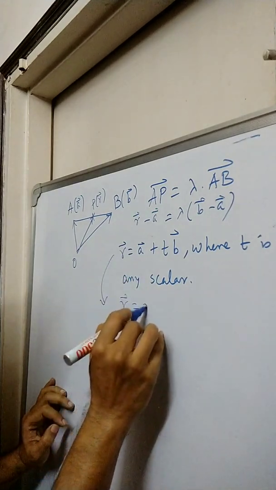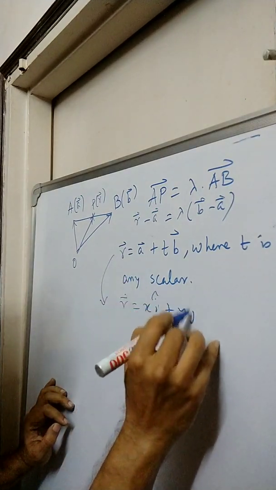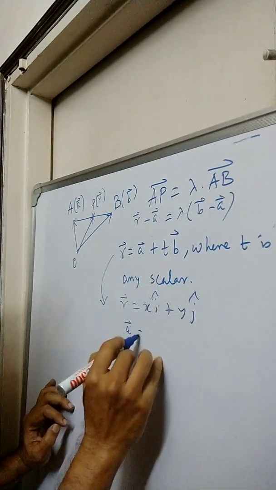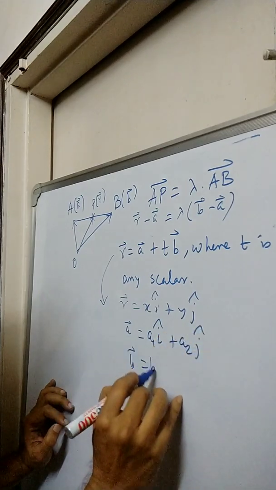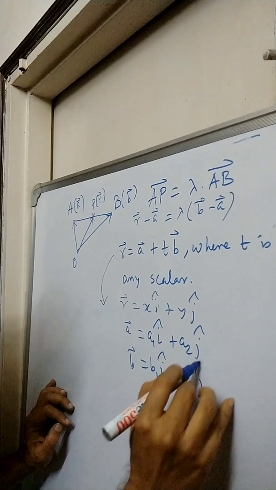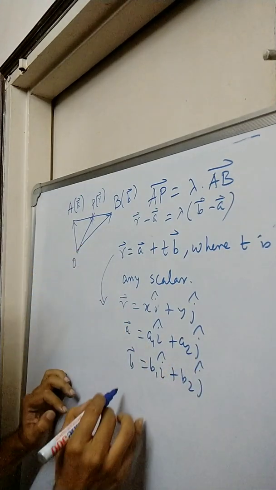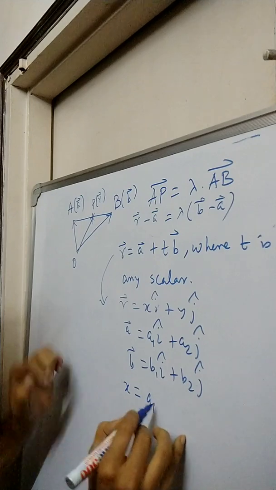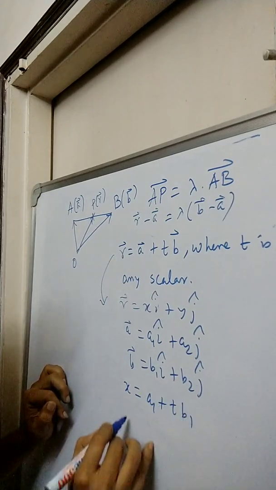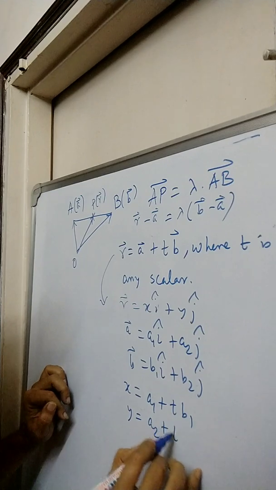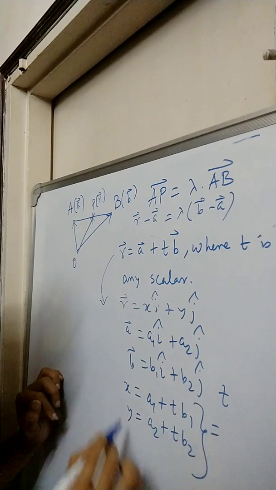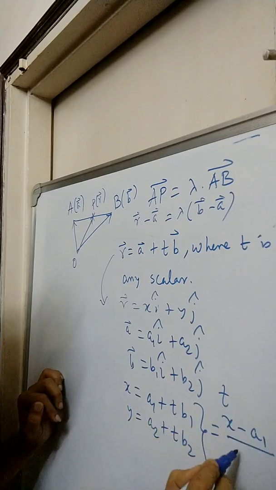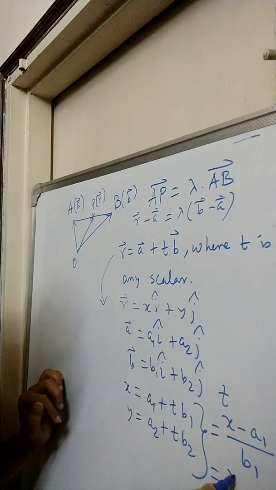See, r is x i cap plus y j cap, we know, and A is a1 i cap, a2 j cap, and B is b1 i cap and b2 j cap. So if we equate them, then what is x? x is a1 plus t b1, and y, what is y? a2 plus t b2. From these two, we can easily equate the value of t as (x minus a1) by b1, and from here we have (y minus a2) by b2.